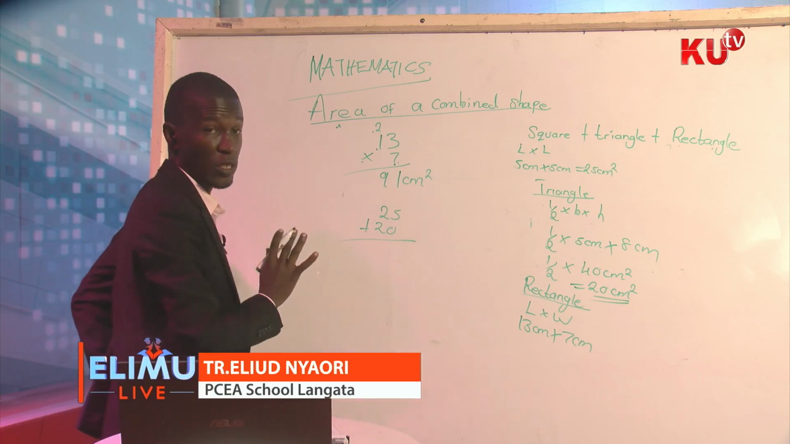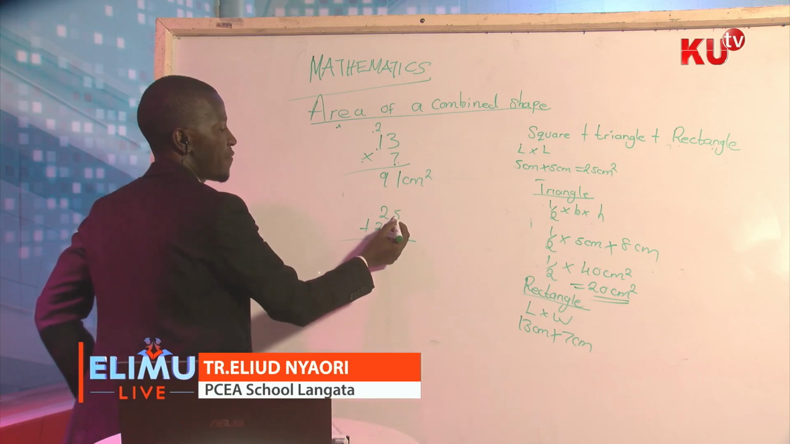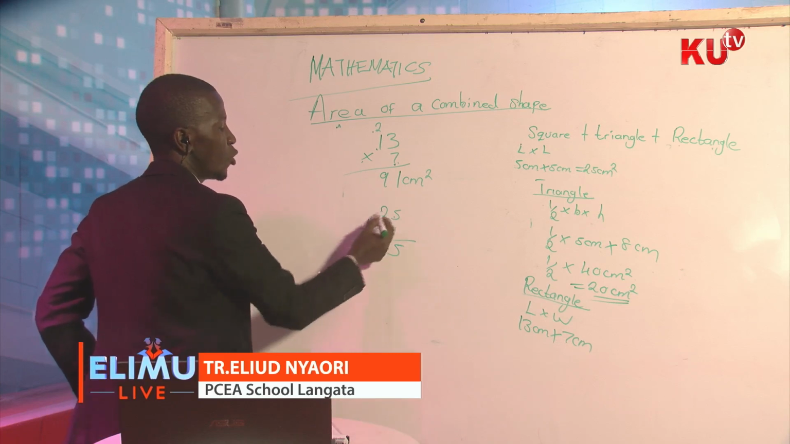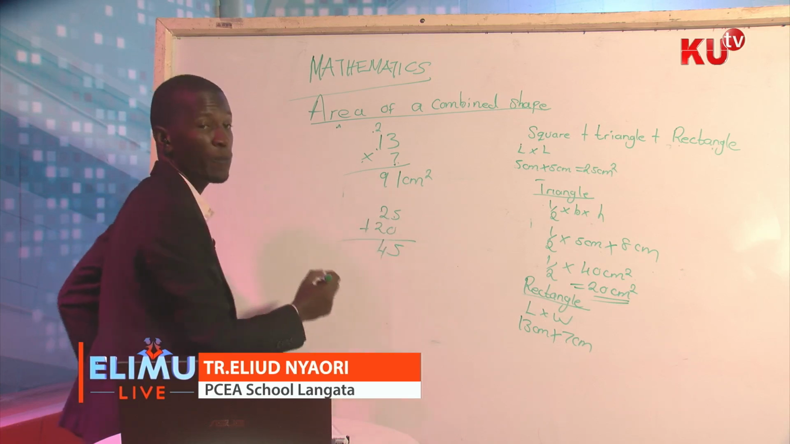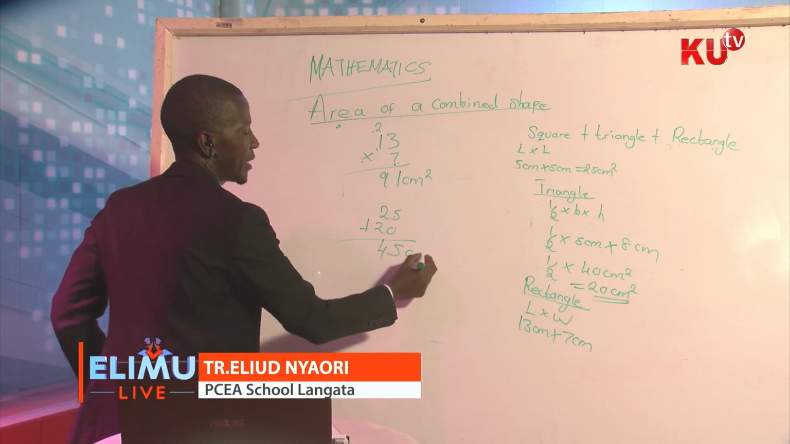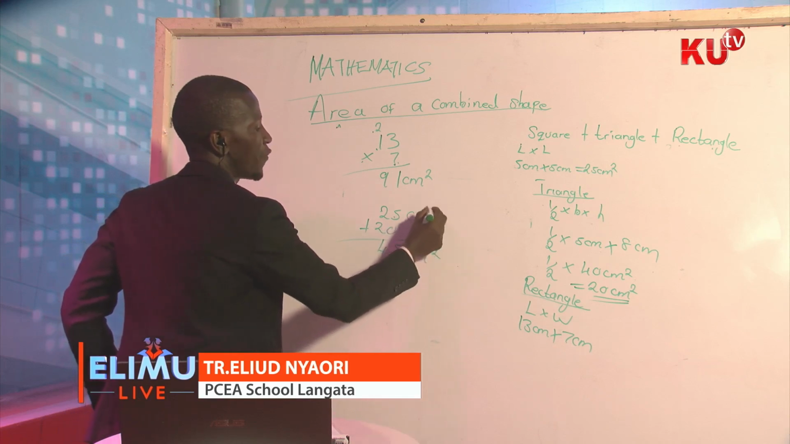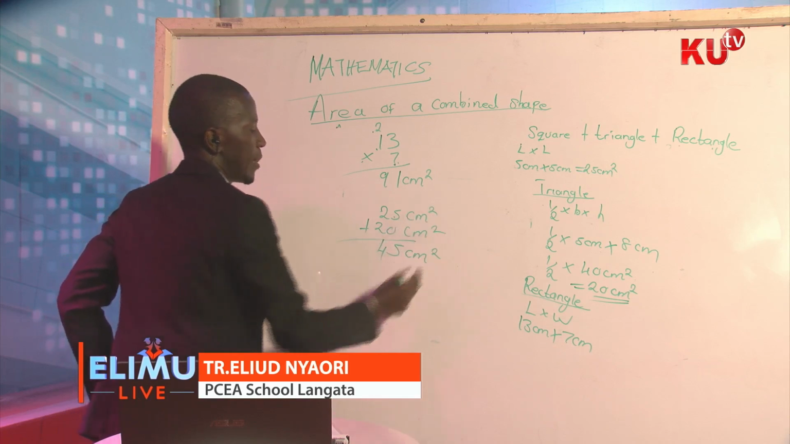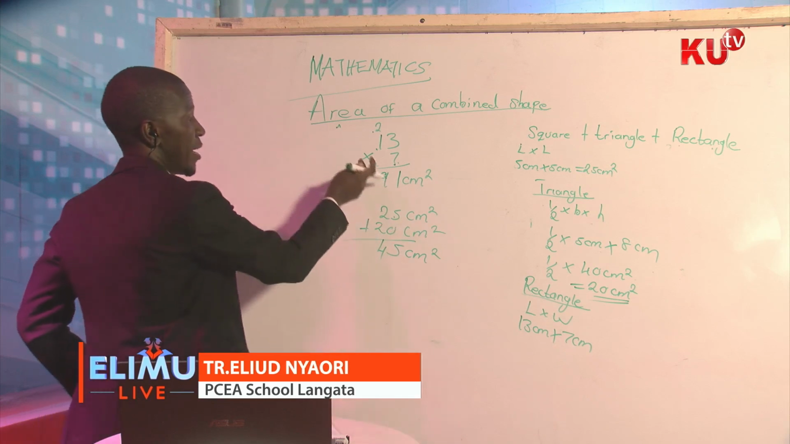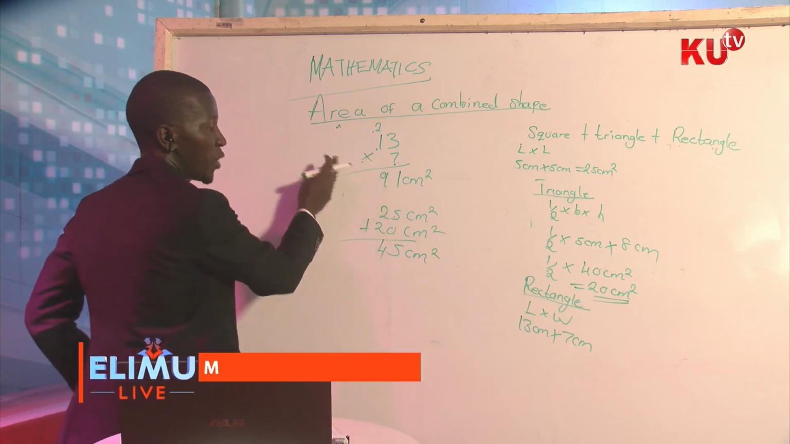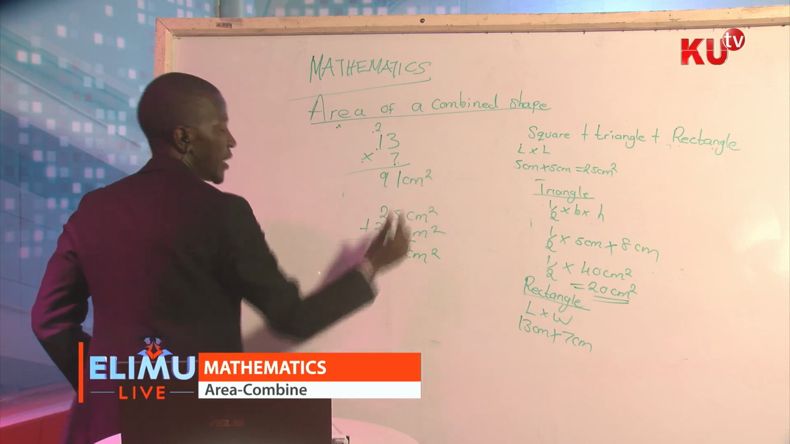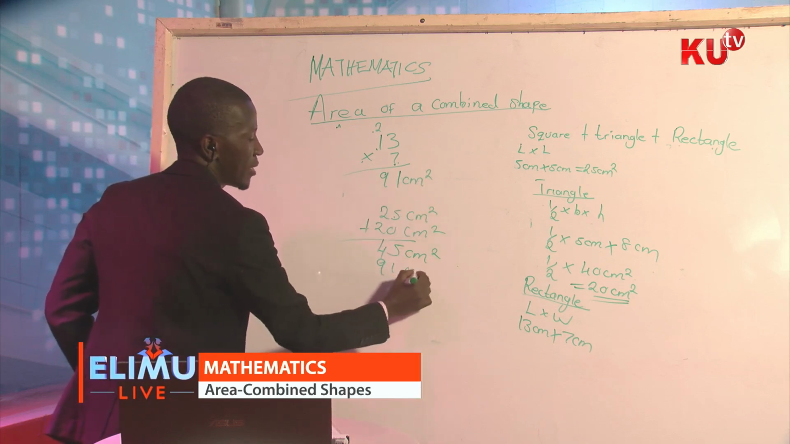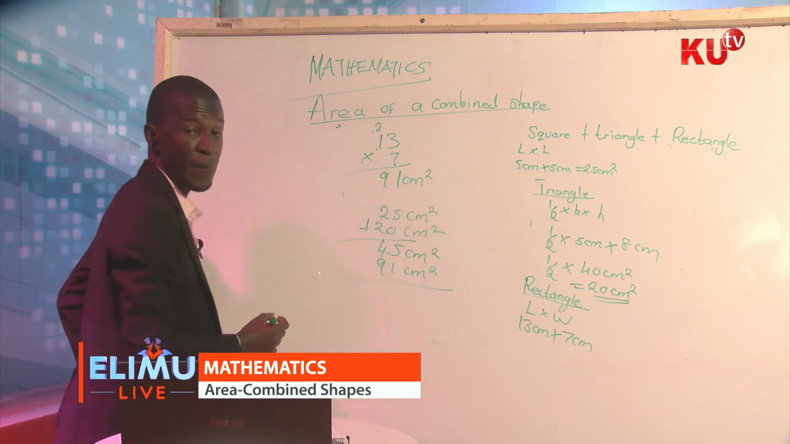To avoid confusion, 5 plus 0 is 5. 2 plus 2 is equal to 4. Remember, it is centimeters squared. Don't forget the units. Then the area of the rectangle, which is 91 centimeters squared. So I'll add 91 centimeters squared.